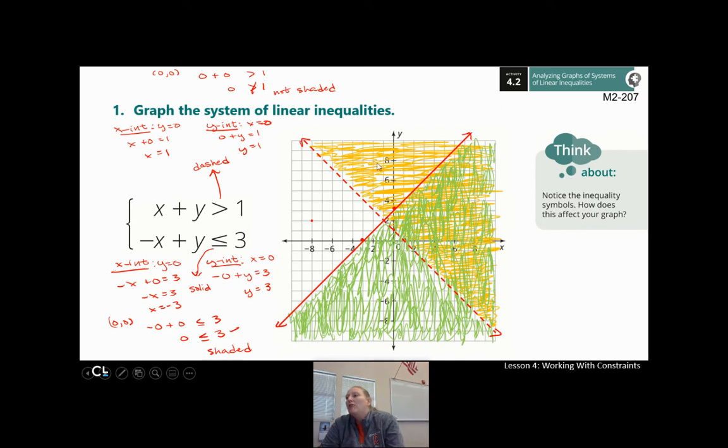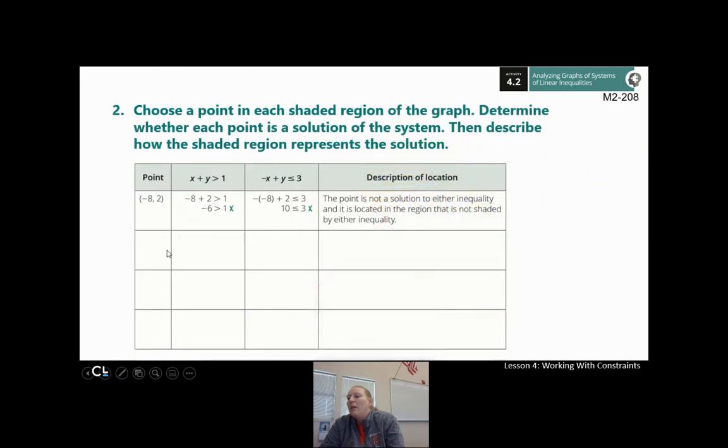I want you to pick a point from the upper region, from the region on the right, and from the region on the bottom. Pop each into your table, plug it into your inequalities to see what happens, and then give me a nice description of what's going on at the end. Go ahead and hit pause, work these out, and then hit play when you're ready to keep this discussion going.